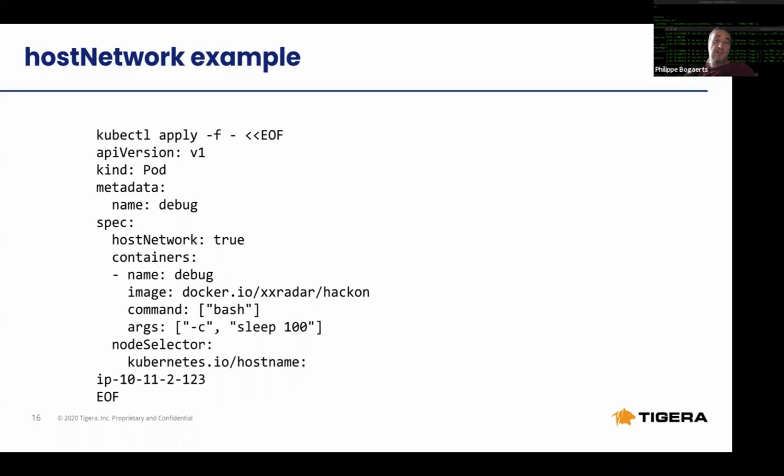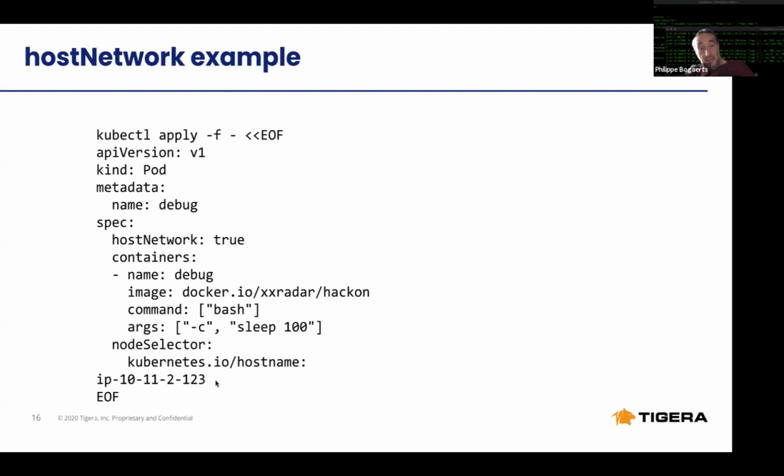This is the host network example. If you have access to kubectl, you can copy paste this. Basically what it is doing is mounting all the network interfaces inside of the pod. You can use any pod that has TCP dump, but this is a troubleshooting pod of my own.